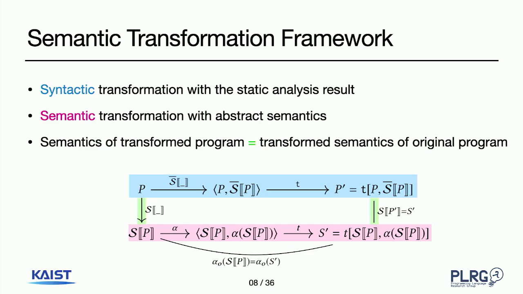First, one should show that the semantics of the transformed program is equal to the transformed semantics of the original program. And second, they should show that the observational abstraction of the original program semantics is equivalent to that of the transformed semantics.